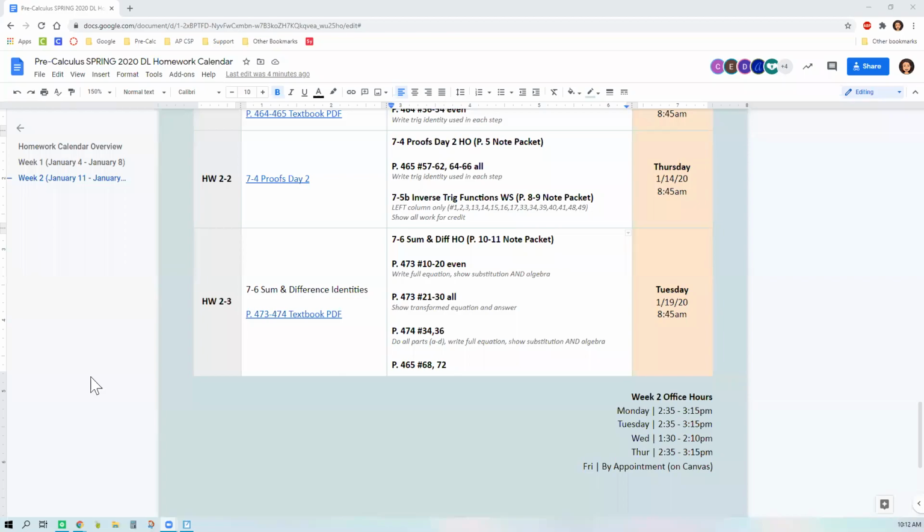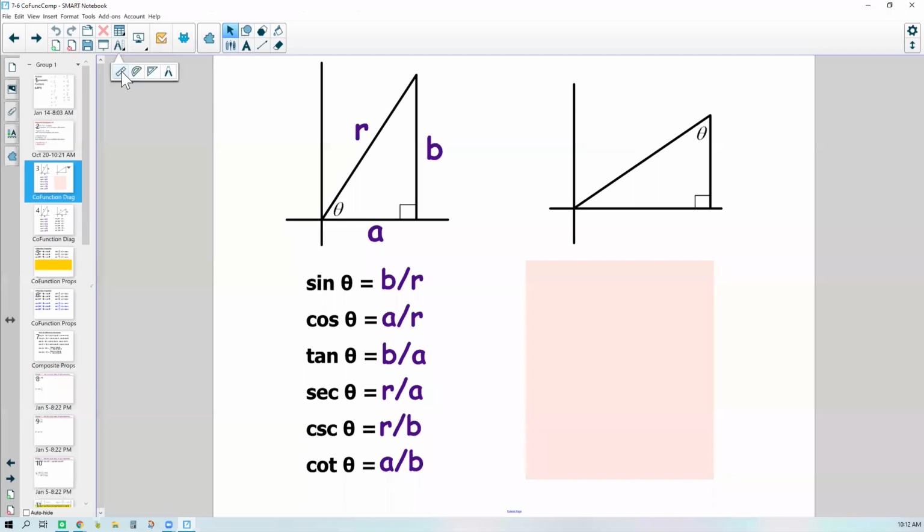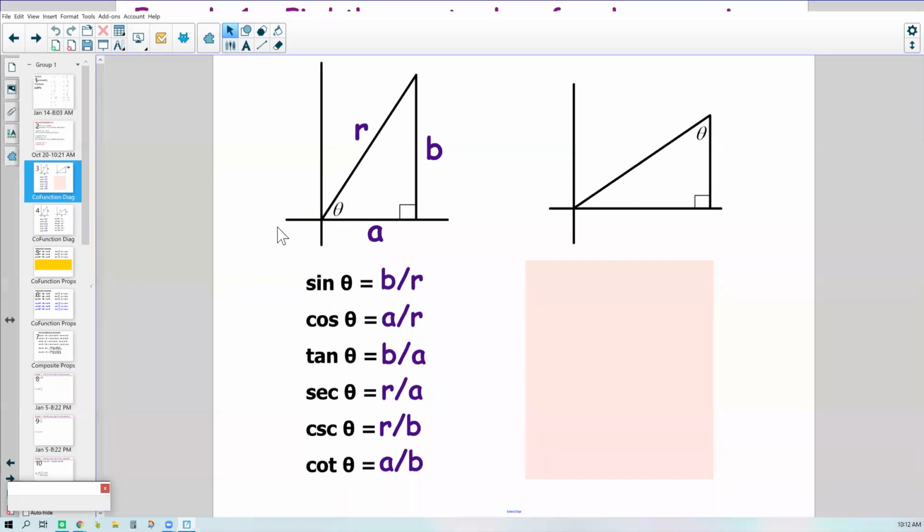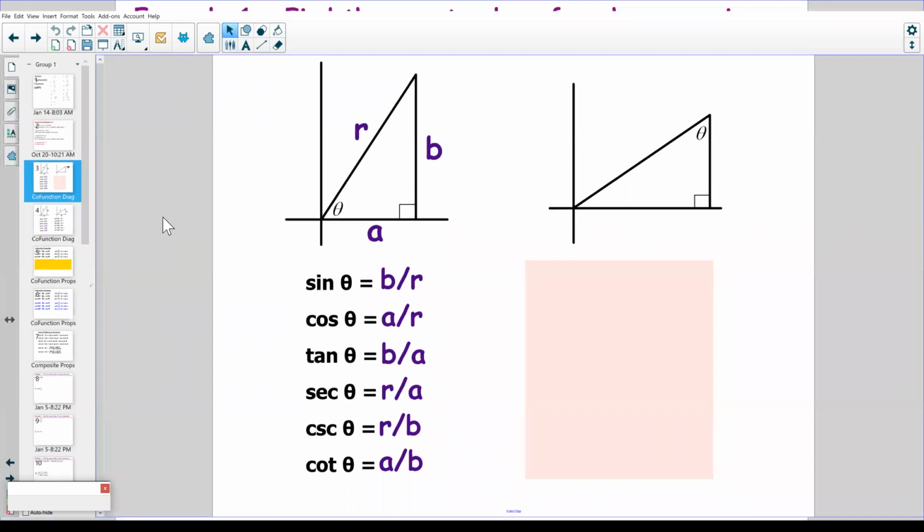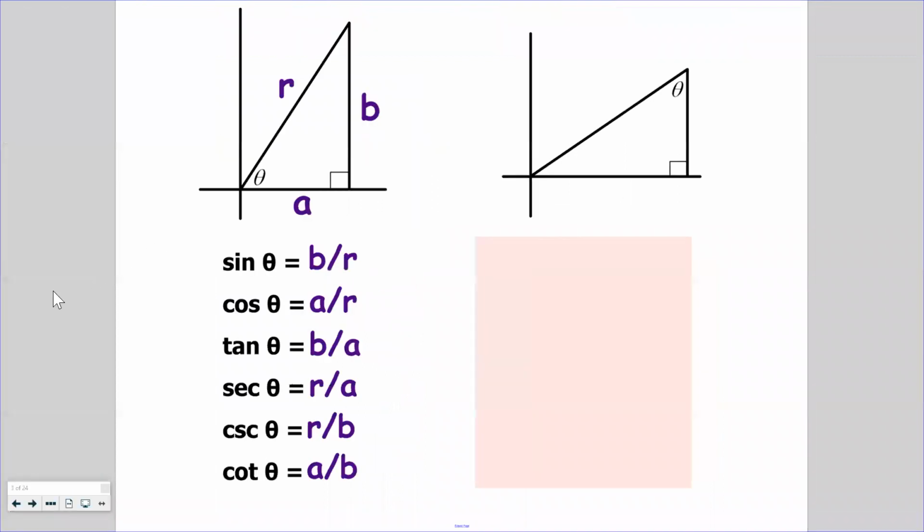And reference it if you need. Okay, so let's start with those co-function properties. I'm going to go through kind of how we get them, and then we'll talk about the longer, slightly more complicated ones in a minute.